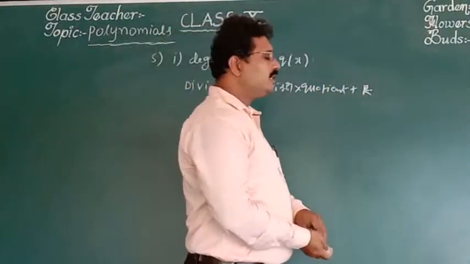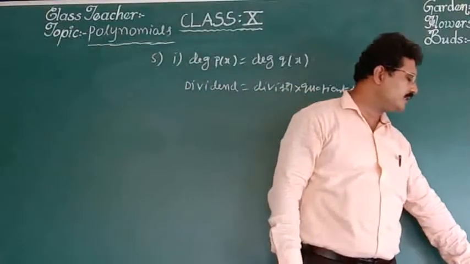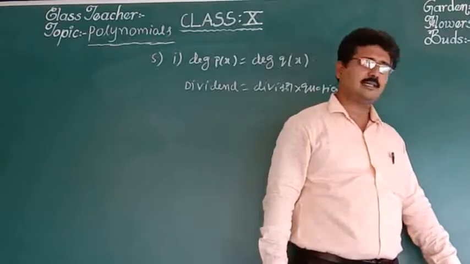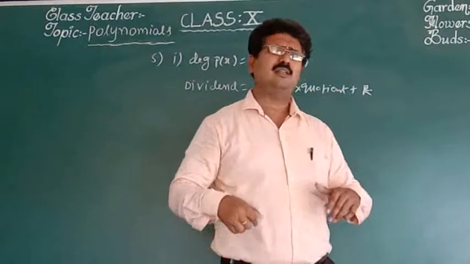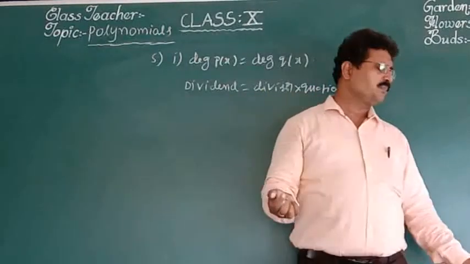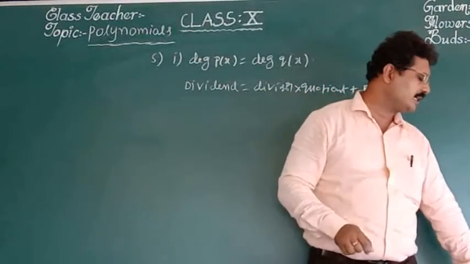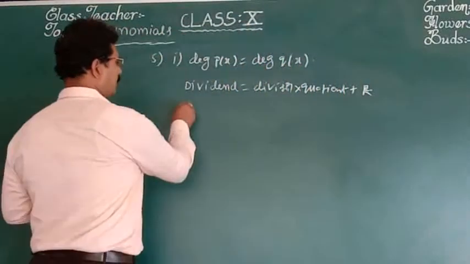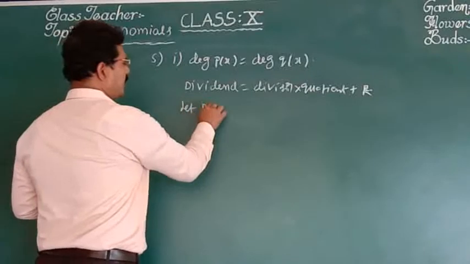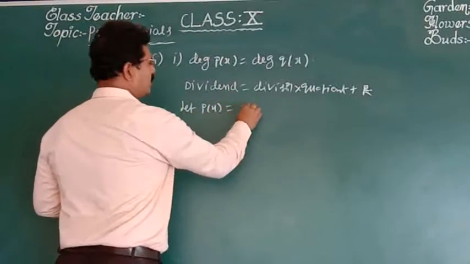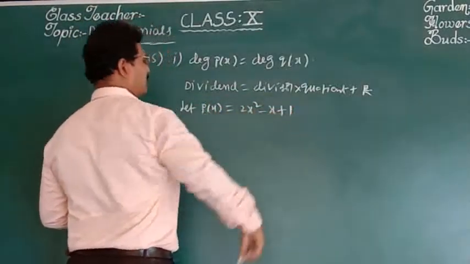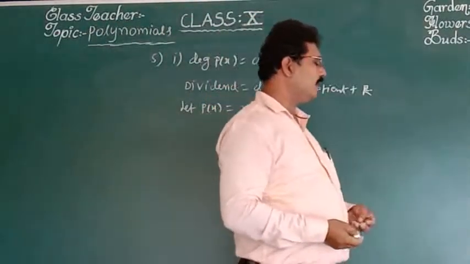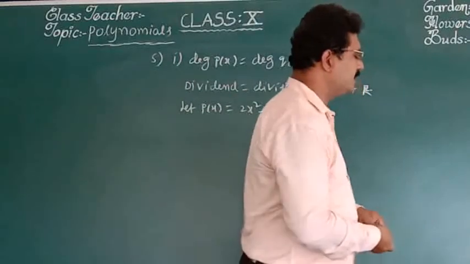Now in this case, first of all, degree of p of x is equal to degree of q of x. That we have to adjust. So that means their degree is same. You take any example, but it should be satisfied. So suppose let p of x is equal to 2x square minus x plus 1. Write down. Let p of x is equal to 2x square minus x plus 1.